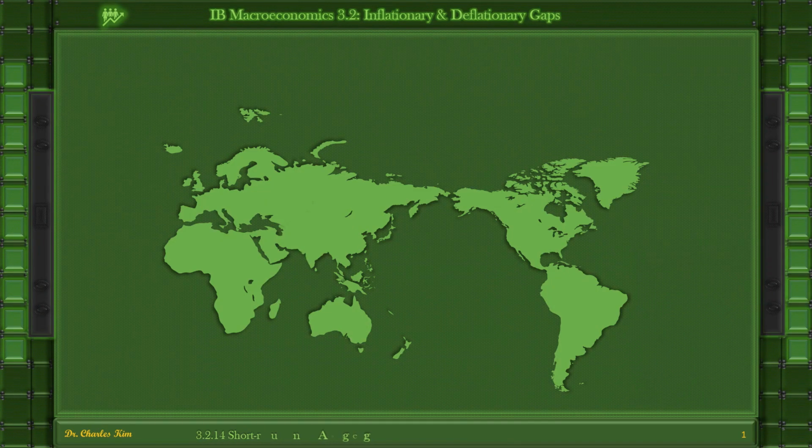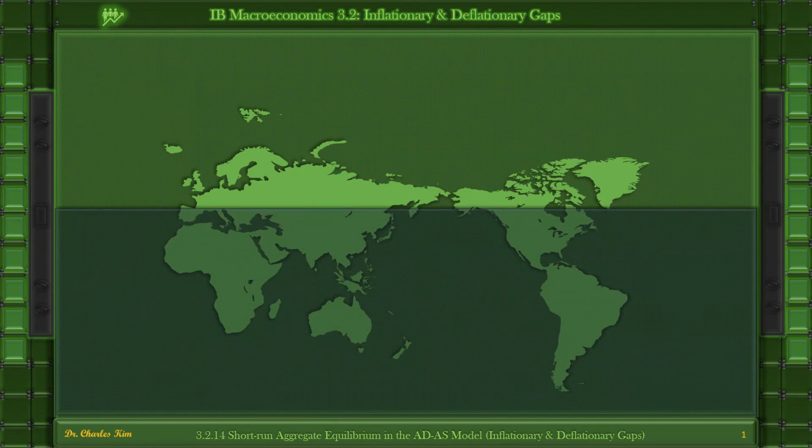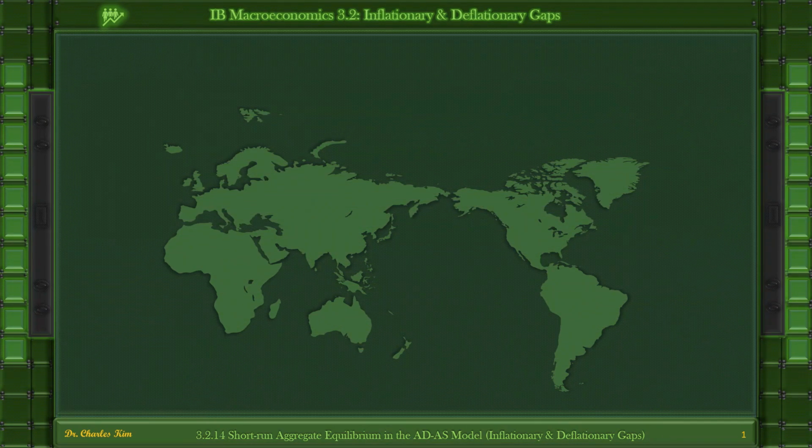The equilibrium level of output, the inflationary and deflationary gap, and the level of output at full employment will be explored one at a time. First, we will examine the neoclassical view of equilibrium in the ADAS model.